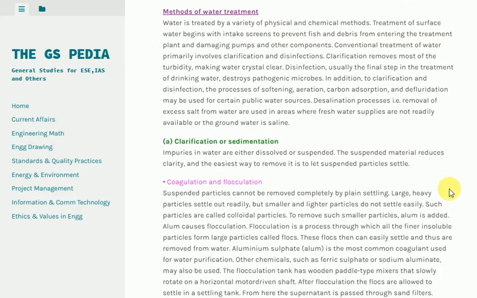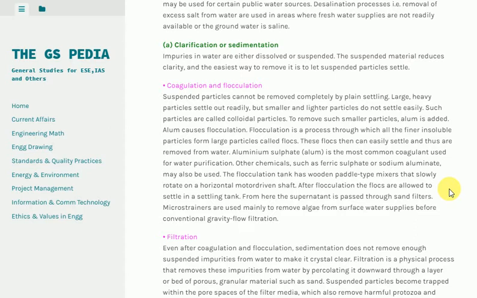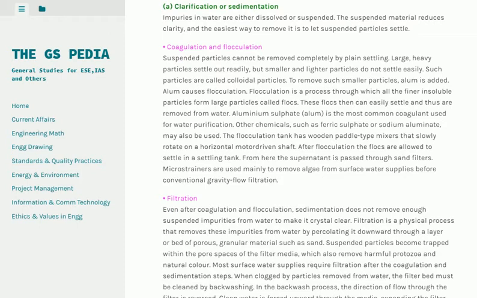A. Clarification or sedimentation. Impurities in water are either dissolved or suspended. The suspended material reduces clarity, and the easiest way to remove it is to let suspended particles settle. Coagulation and flocculation. Suspended particles cannot be removed completely by plain settling. Large, heavy particles settle out readily, but smaller and lighter particles do not settle easily. Such particles are called colloidal particles.